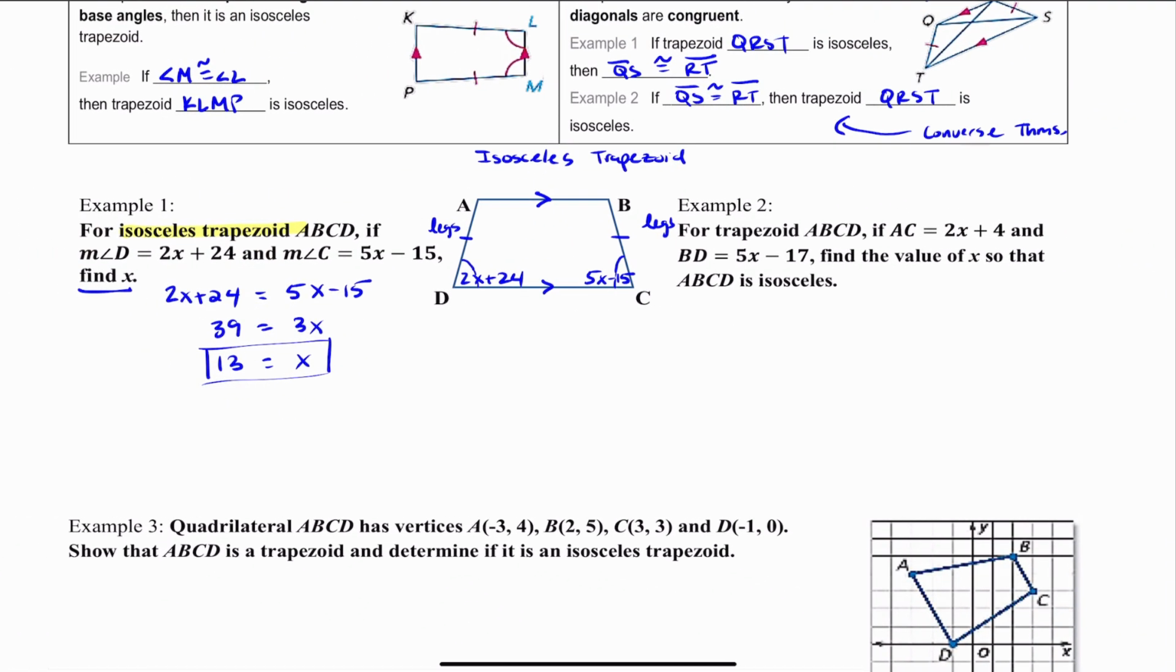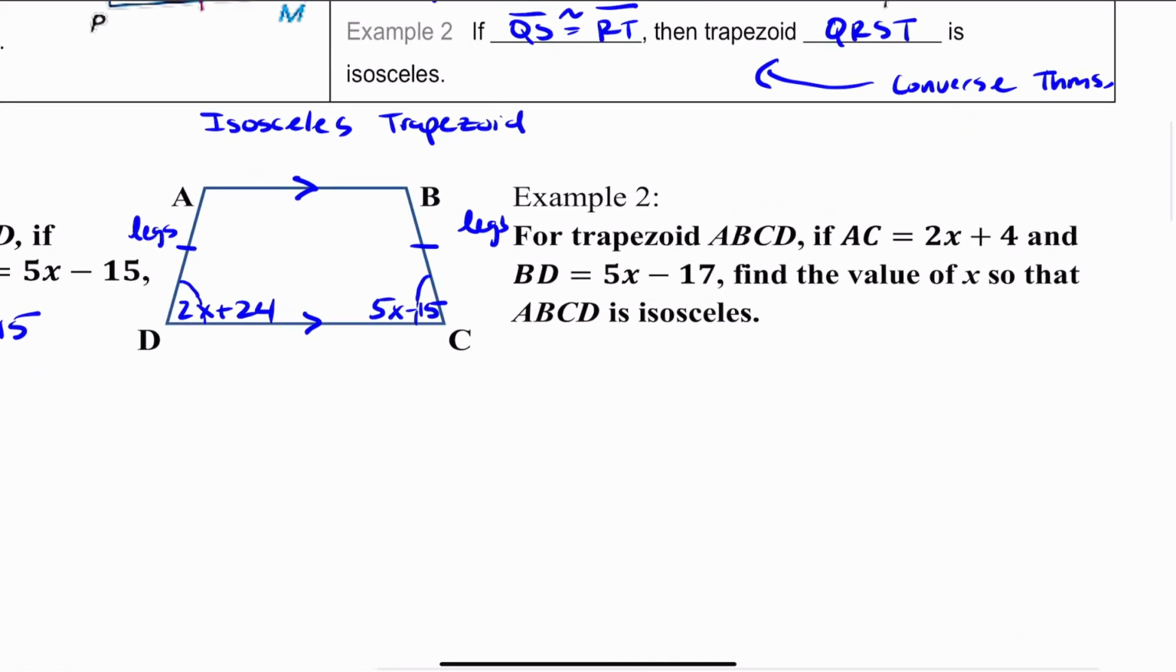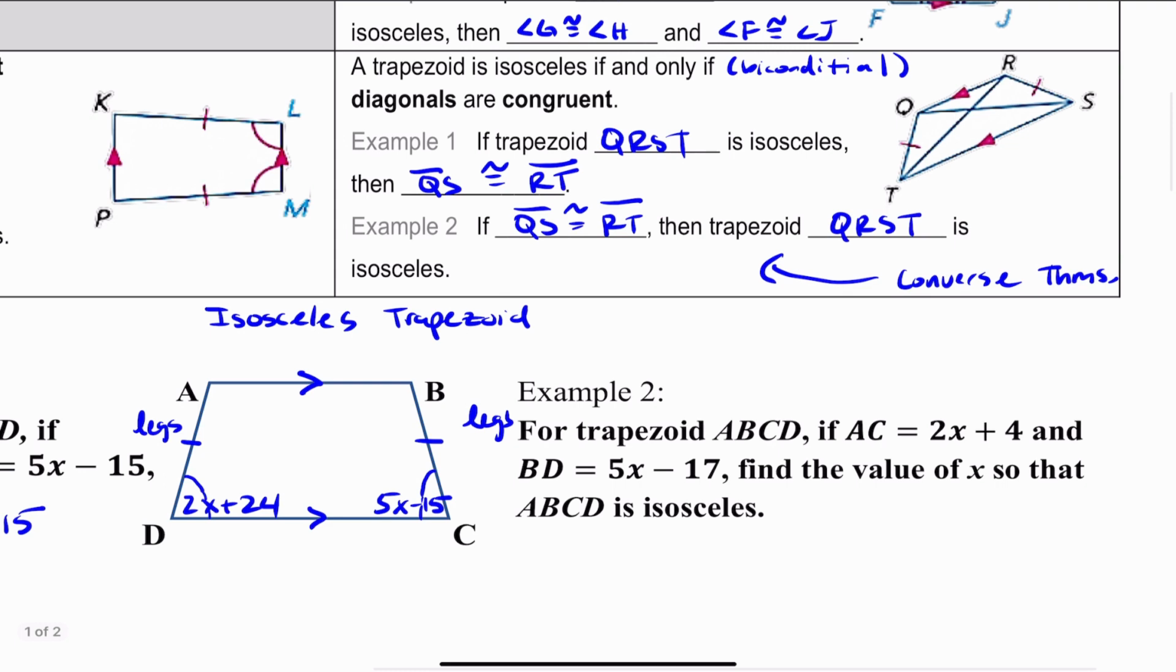Example 2. For trapezoid ABCD, if AC is 2x plus 4 and BD is 5x minus 17, find the value of x so that ABCD is isosceles. Okay, so AC, I'm going from A to C. That means it's a diagonal. And BD is going from here to here. That's another diagonal. It says find the value of x so that ABCD is isosceles.